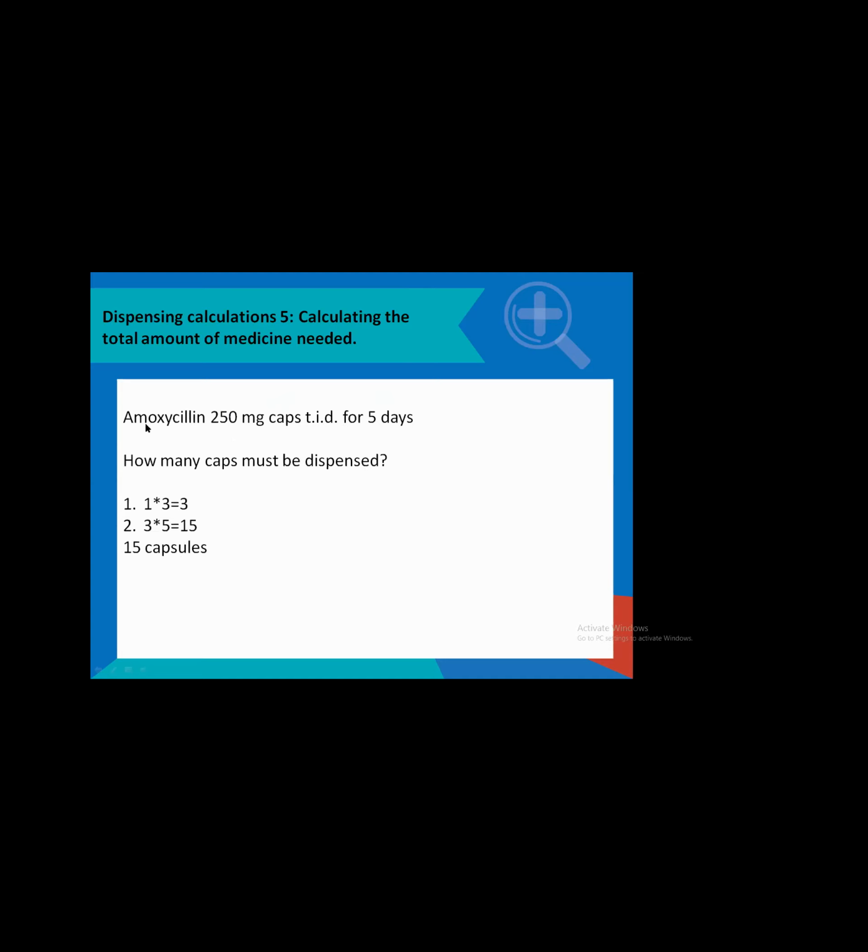If somehow the required dose was 500, then you'd have to first multiply this by 2 to give the correct dose required per dose. But with this one, it's only 1 capsule. So it becomes 1 capsule multiplied by 3 to make it 3 times a day for that 5 days, which would then be 1 times 3 is equal to 3. 3 times 5 is 15. Then the total issued is 15 capsules, because the intention here is that when the person leaves, they must have enough medication to last them the required treatment period.